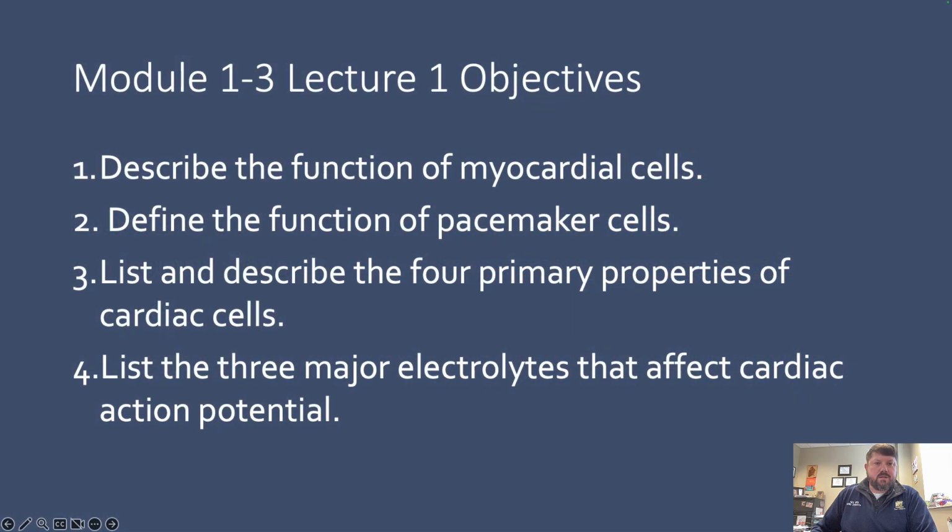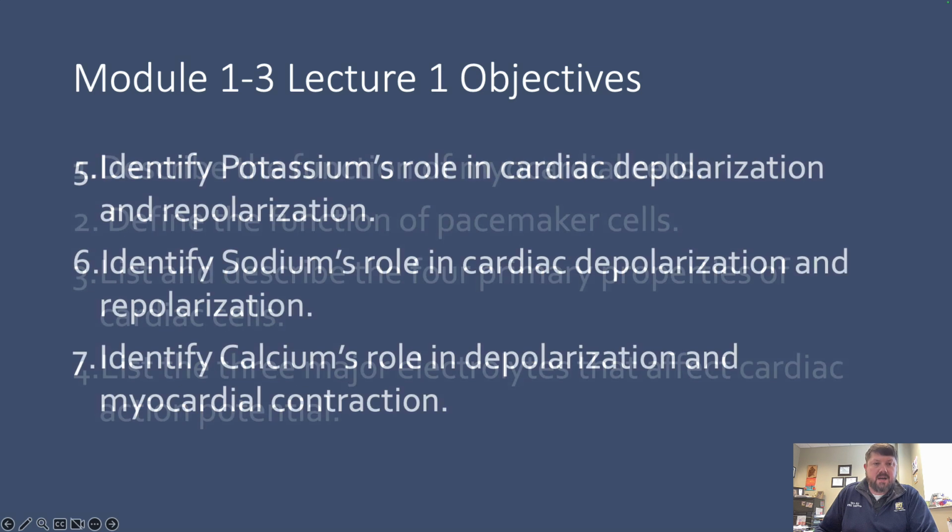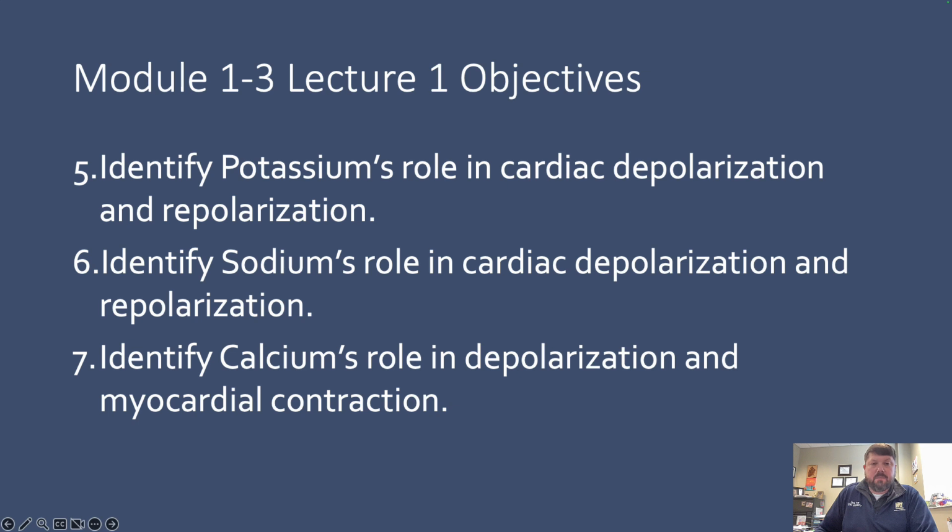So our objectives: describe the function of myocardial cells, define the function of pacemaker cells, list and describe the 4 primary properties of cardiac cells, list the 3 major electrolytes that affect cardiac action potential, identify potassium's role in cardiac depolarization and repolarization, identify sodium's role in cardiac depolarization and repolarization, and identify calcium's role in depolarization and myocardial contraction.